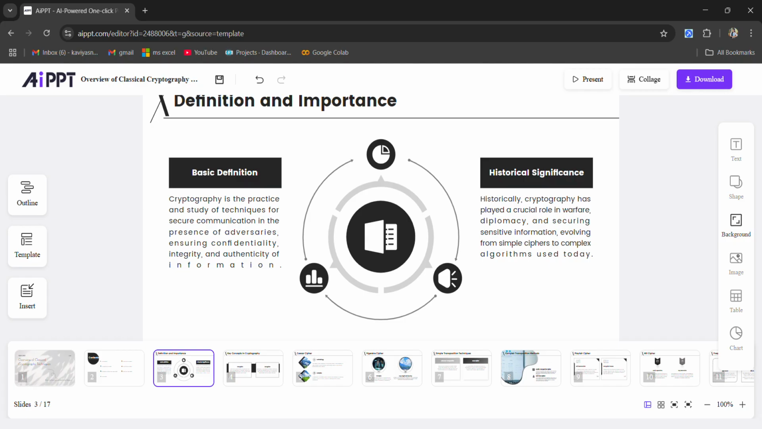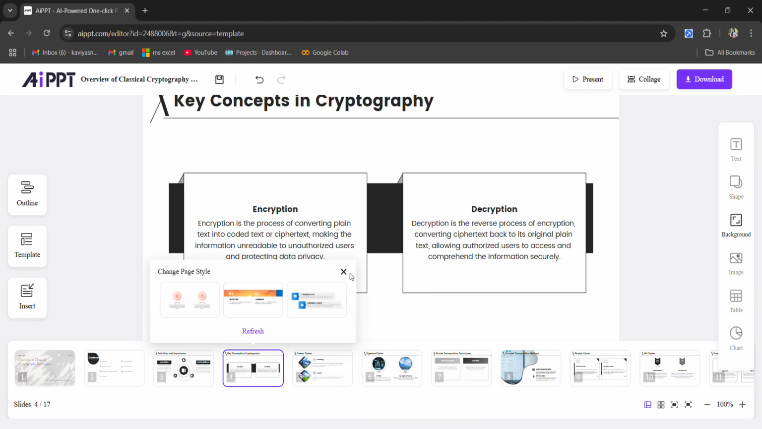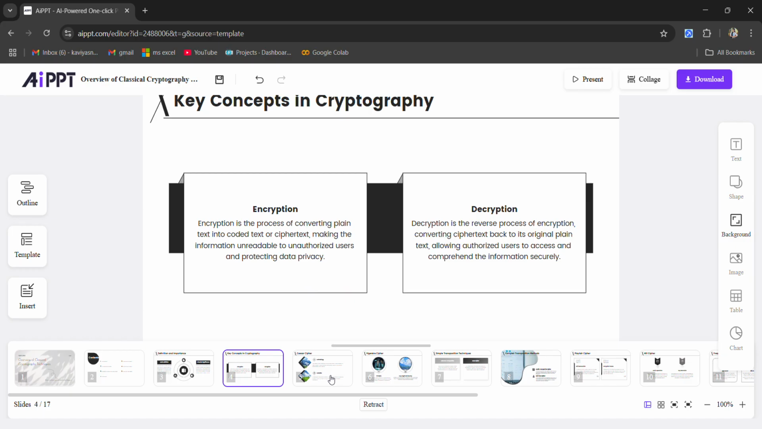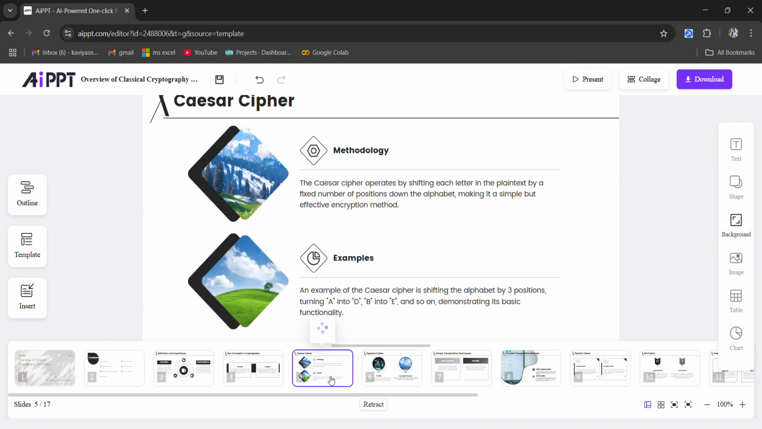Cryptography plays a crucial role in warfare, diplomacy, and securing sensitive information, evolving from simple ciphers to the complex algorithms used today. Encryption is the process of converting plain text into coded text or cipher text, making the information unreadable to unauthorized users and protecting data privacy. Decryption is the reverse process of encryption, converting cipher text back to its original plain text, allowing authorized users to access and comprehend the information.